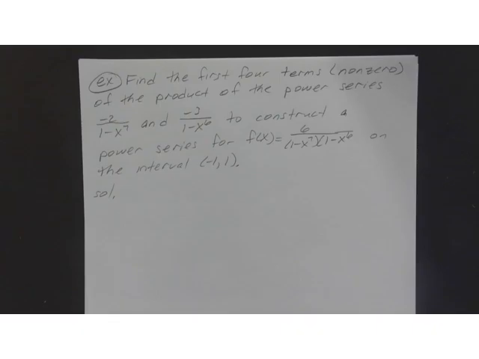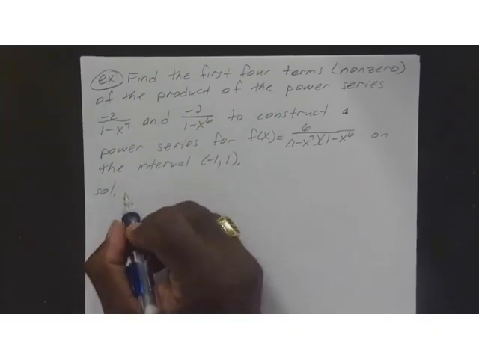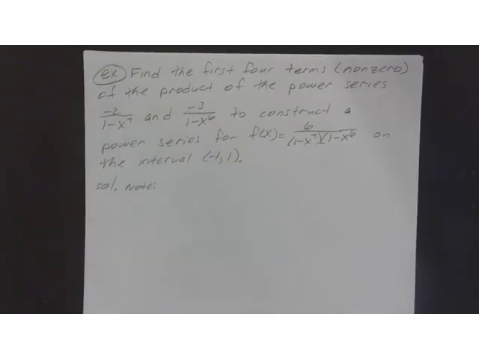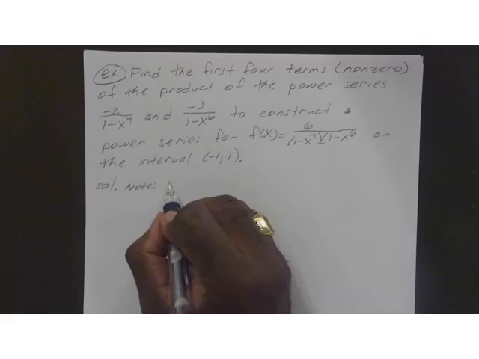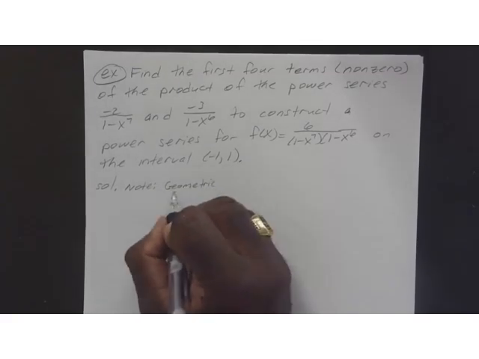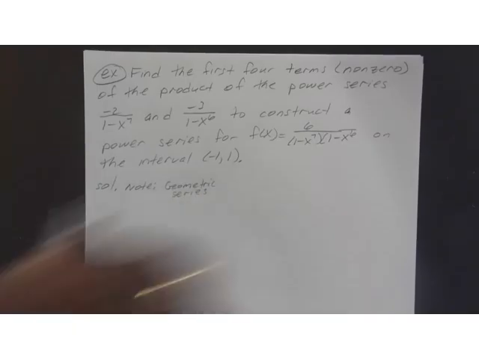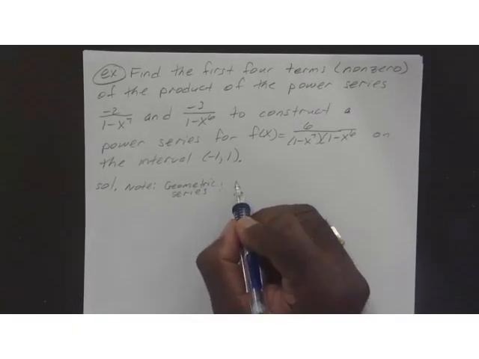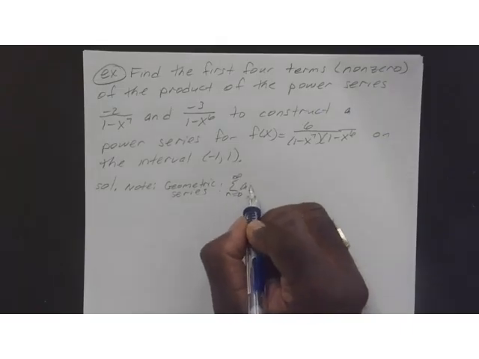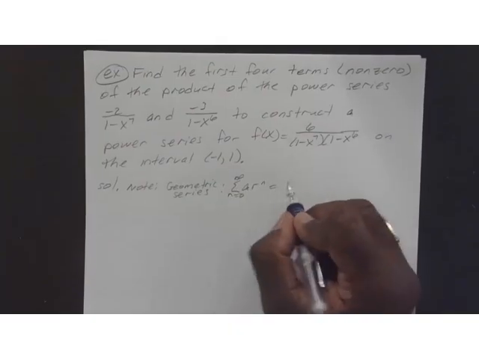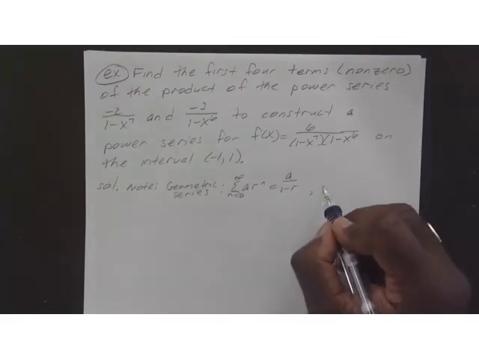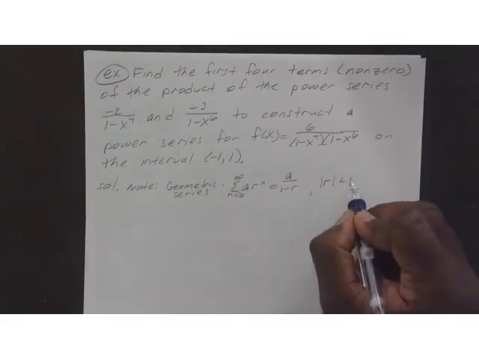Okay, so this one, of course, we're going to need the geometric series. Told you that one would hang around a lot. We have the sum from n equals 0 to infinity of a times r to the power of n, when convergent, is equal to a over 1 minus r, given that the absolute value of r is less than 1.